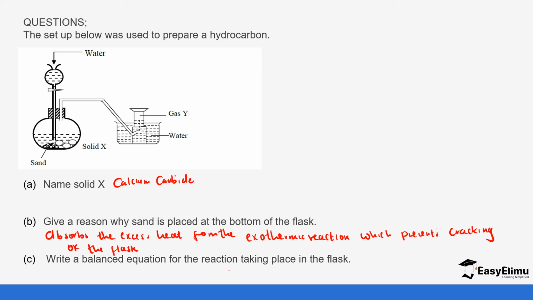Write a balanced equation for the reaction taking place in the flask. We said calcium carbide, a solid, reacts with water, which is liquid, to produce calcium hydroxide, aqueous, plus ethyne. Ethyne is C2H2 and it's a gas. When we balance the equation, we put a 2 here. So we have two calciums both sides, two carbons both sides, four hydrogens both sides, and two oxygens. So it is balanced.